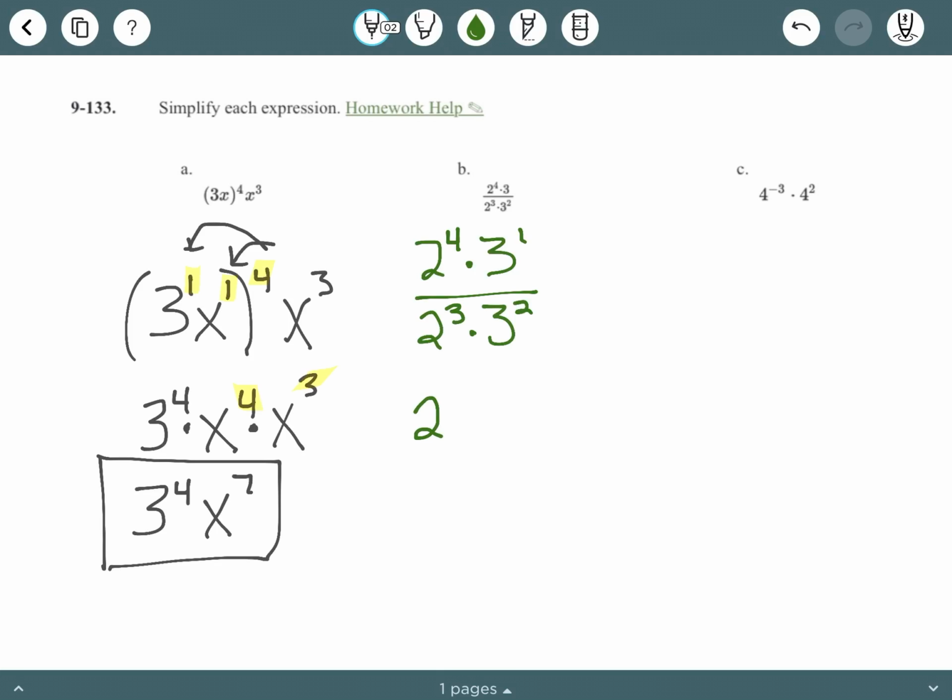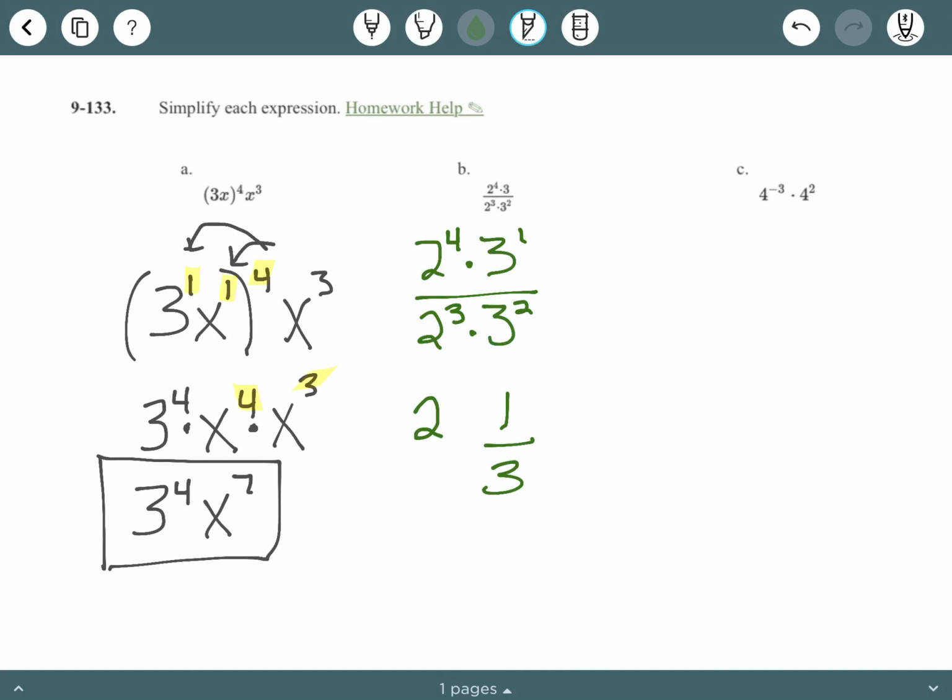You can write 2 to the 1st, but typically in math you will not see it just because it is implied. And then we're going to have 3 to the 1st minus 2nd power. So it's going to be 3 to the 1 minus 2, which is 3 to the negative 1st. Now, keep in mind, we cannot have a negative exponent, so we have to take its reciprocal. So instead of having 3 to the negative 1st, it becomes 1 over 3.